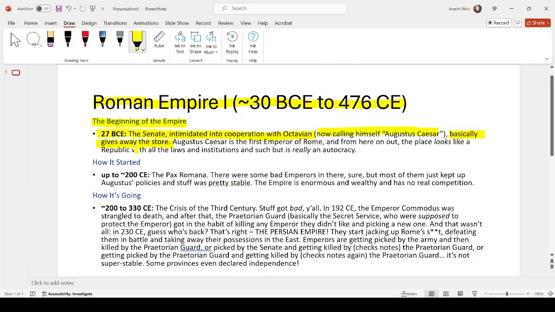So anyway, that's where the Roman Empire begins. Augustus is the first emperor of Rome. Now, the funny thing about this, so okay, Augustus Caesar is the first emperor of Rome, and from here on out, the place looks like a republic with all the laws and institutions and such, but is really an autocracy.